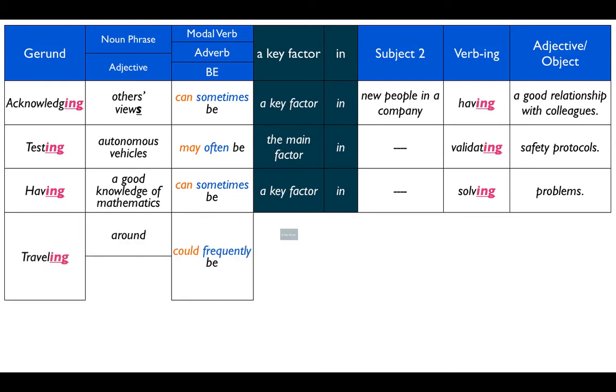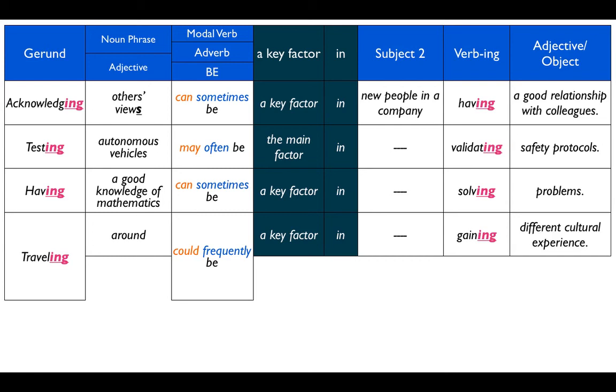Traveling around could frequently be a key factor in gaining a different cultural experience. Now, I did say to the student that this one here is very informal, traveling around. But you could say traveling substantially, maybe. Traveling around the world, perhaps. This could make it a bit more formal, but just be aware that that's a pretty informal structure there. Nothing wrong with that. If you're having a chat with somebody, it can be used. So could frequently be.